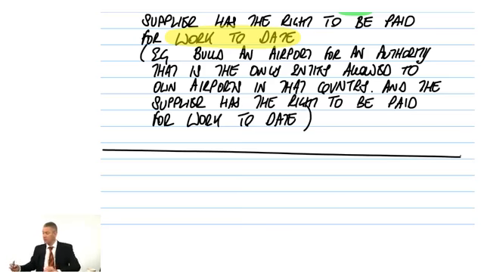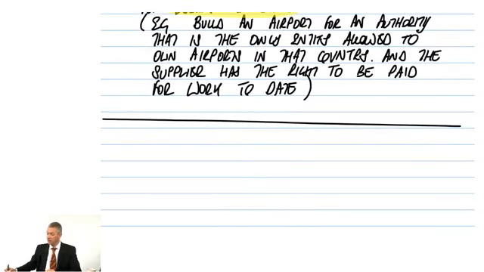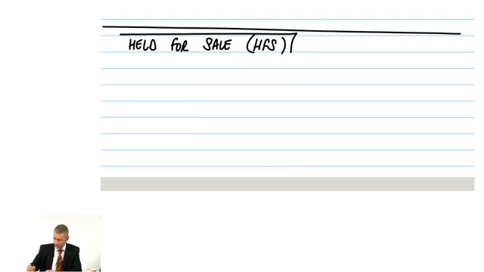So the next subject is a nice little diddler called Held for Sale. It really is an absolute diddler called Held for Sale. HFS. And I think it works rather cutely as a bit of alphabet soup.